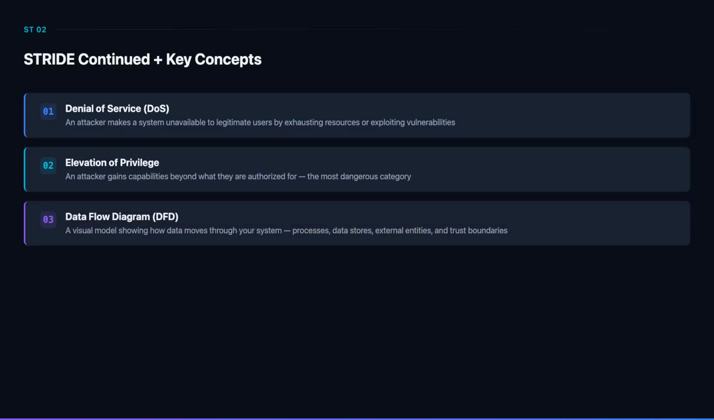The data flow diagram is your primary tool for threat modeling. It shows processes that transform data, data stores where information persists, external entities that interact with the system, data flows connecting them, and trust boundaries that separate different security zones. Every element in the DFD becomes a target for STRIDE analysis.